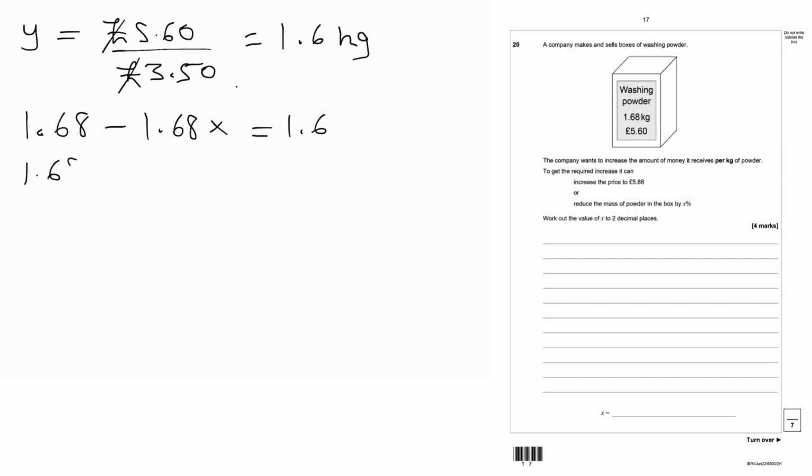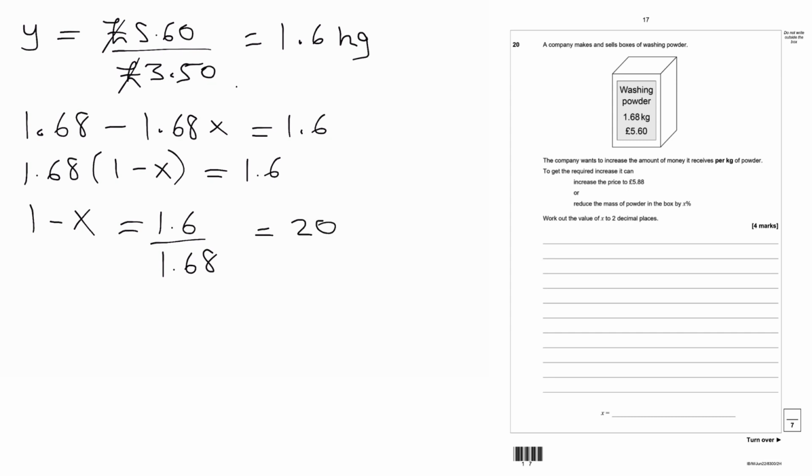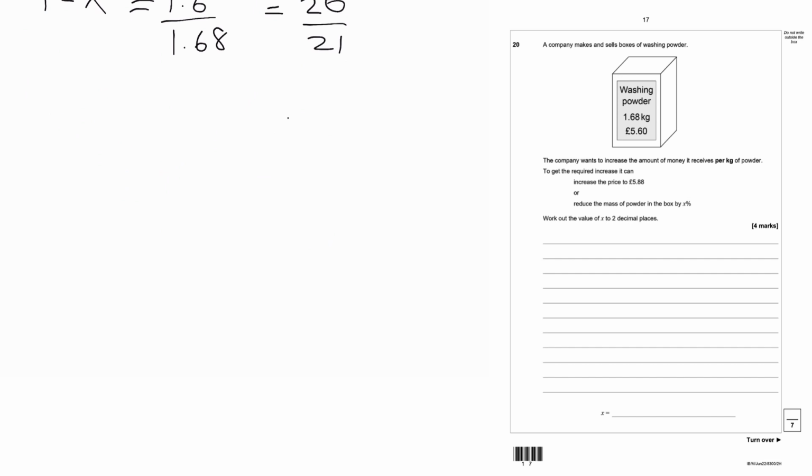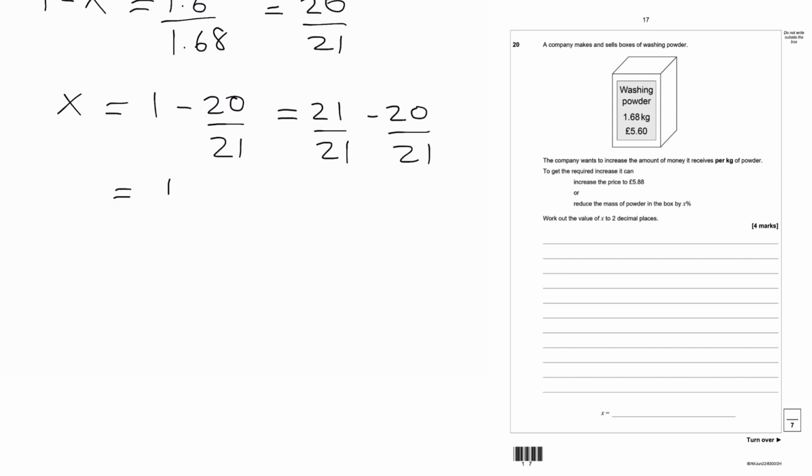So we can actually factorize here. So we say 1.68 and then (1 minus x) equals 1.6. And now we say 1 minus x, and we can divide through by 1.68, equals 1.6 divided by 1.68. And when we do this, this gives us 20 over 21. So we have 1 minus x equals 20 over 21. Therefore, we can rearrange this to find x. So we have x equals 1 minus 20 over 21, which, let's make the denominator the same here. So 1 can be written as 21 over 21 minus 20 over 21 equals 1 over 21. And 1 over 21 is 4.76.